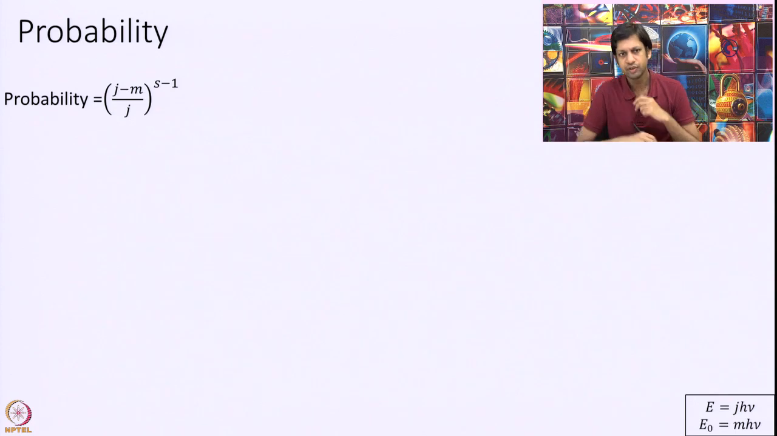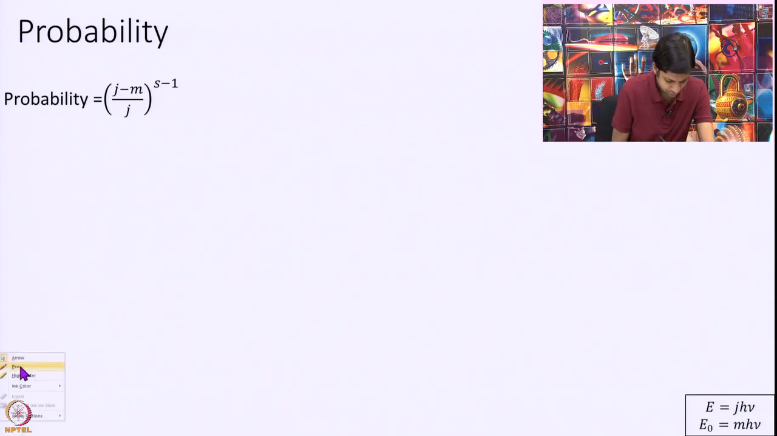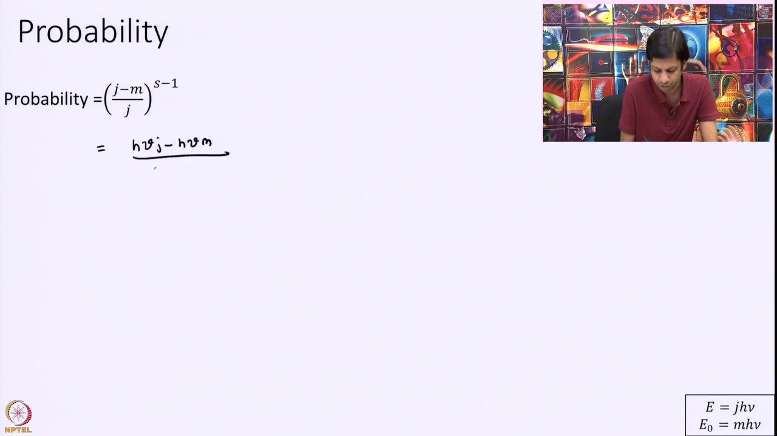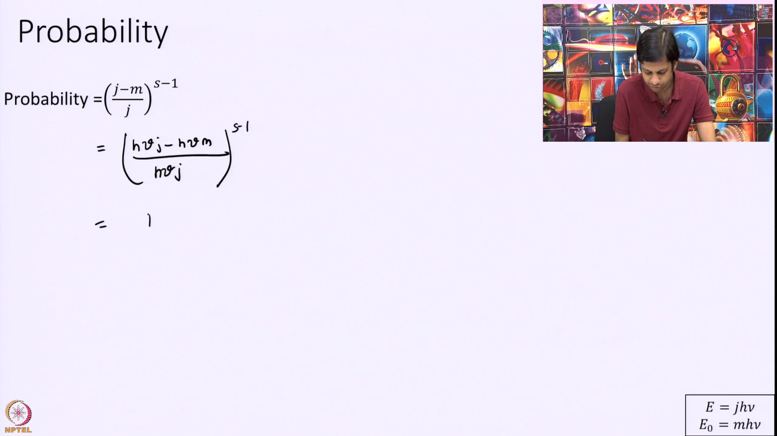Now, we will get back to the language of energies. Remember that the total energy we said is equal to J h nu and E naught is M h nu. So, I come back to this equation and I multiply by h nu in the numerator and in the denominator. So, h nu J is nothing but E, h nu M is nothing but E naught.